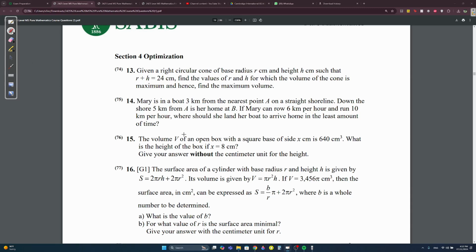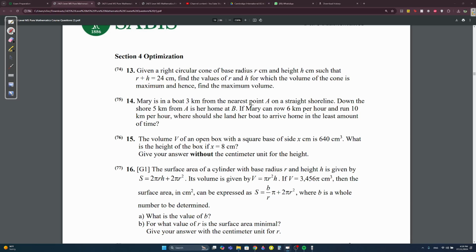Down the shore 5 kilometers from A is her home at B. If Mary can row 6 kilometers per hour and run 10 kilometers per hour, where should she land her boat to arrive home in the least amount of time? This question is sort of confusing, just because I really didn't understand what they're trying to ask for. But after you get it, it's very easy.